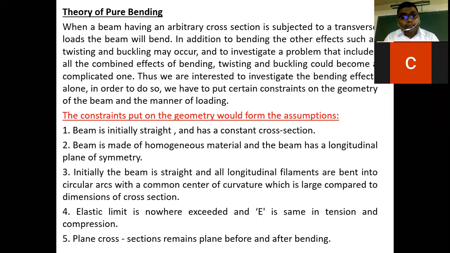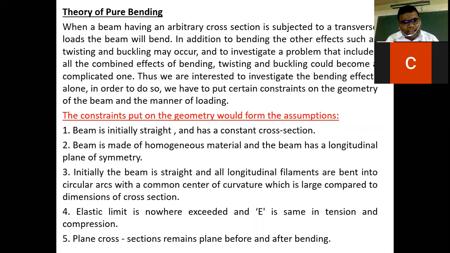But we cannot consider each and every parameter while solving the problem of bending, because it becomes too complicated. To investigate the problem with all the combined effects of bending, twisting and buckling would be complicated. So we are interested in investigating the bending effects alone. In order to do so, we have to put certain constraints on the geometry of the beam and the manner of loading.